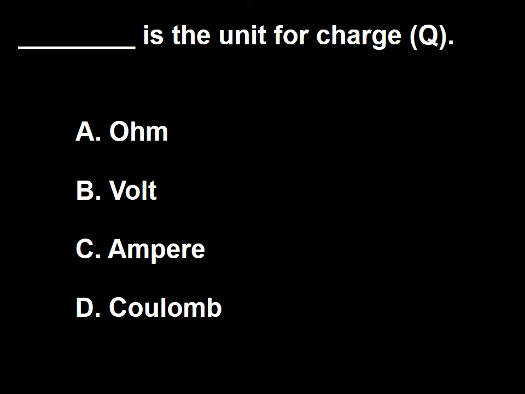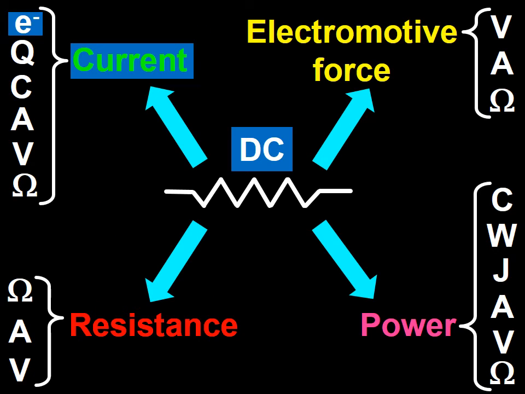The next question is, blank is a unit of charge, parenthesis Q. A, ohm. B, volt. C, ampere. D, coulomb. I'd like to start elaborating an answer to this question by asking you to look at the master slide we created. As you can see, so far we have discussed direct current, and electrons.